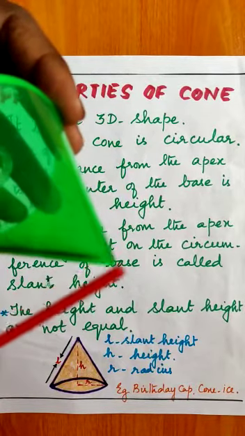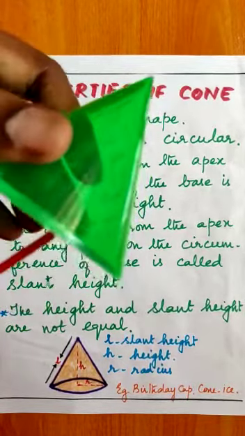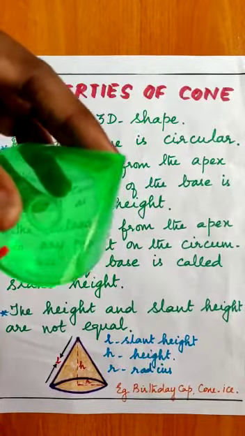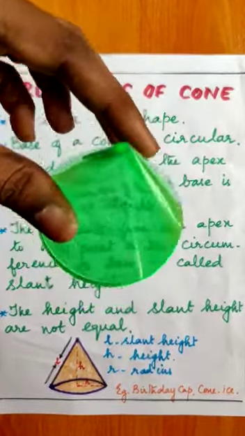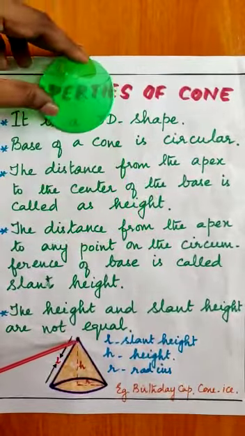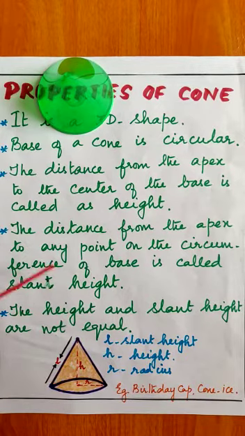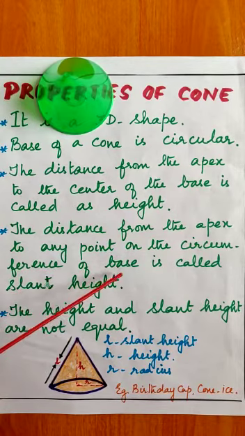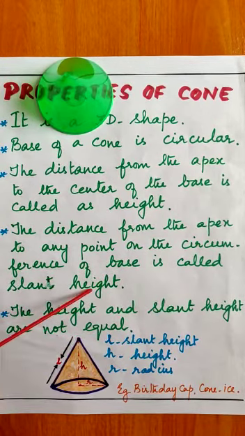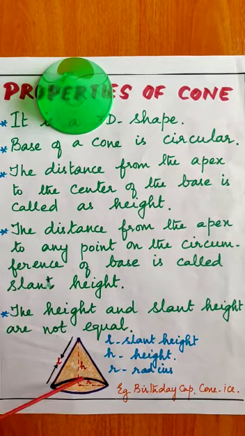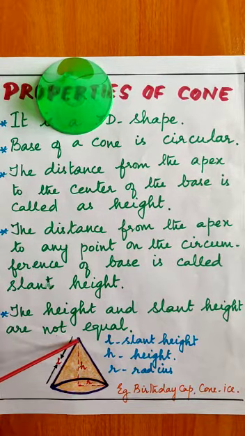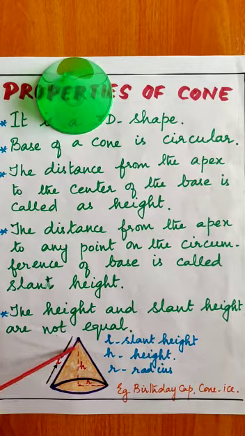So the distance from the apex to the center of the base is called as height. What is it? Height. You can see clearly in the picture. This is the apex and the center point of the base is this. So this line is known as the height. The distance from the apex to any point on the circumference of base is called slant height. So this is the circumference of the base. So any point on the base from here till the apex is known as the slant height.